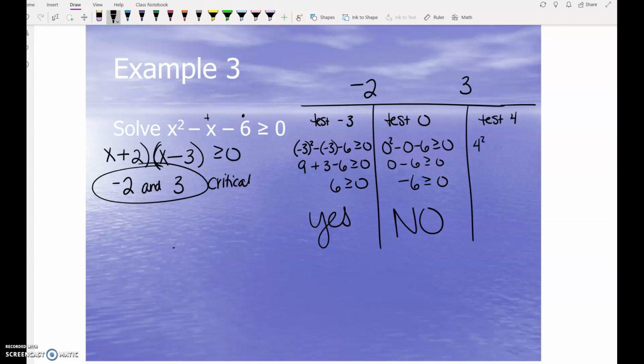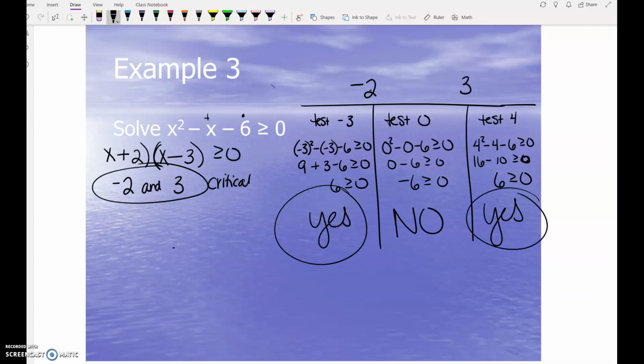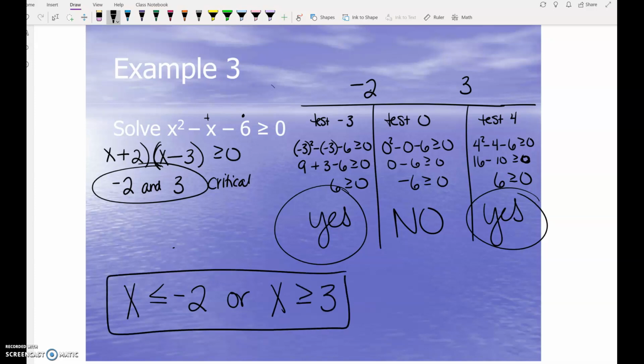So 4 squared minus 4 minus 6. 4 squared is 16. And that would be 6. Is 6 greater than or equal to 0? Yes. So we want numbers smaller than -2. We also want the numbers larger than 3. So our x values need to be less than or equal to -2, or our x values need to be greater than or equal to 3.